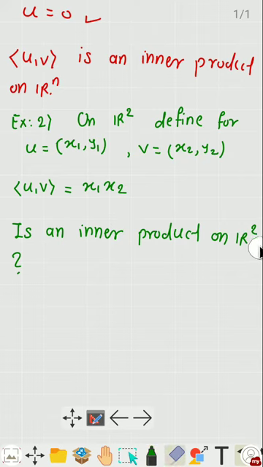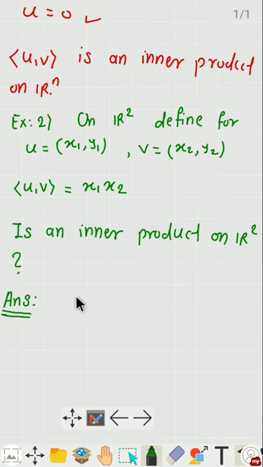So let us check now. How to check? So we write the answer. How to check whether it is an inner product on R2? Check these four conditions defined above in the definition, whether all these four conditions are satisfied or not. Okay, so we observe that here the product of two vectors is nothing but the product of the first components of both the vectors.